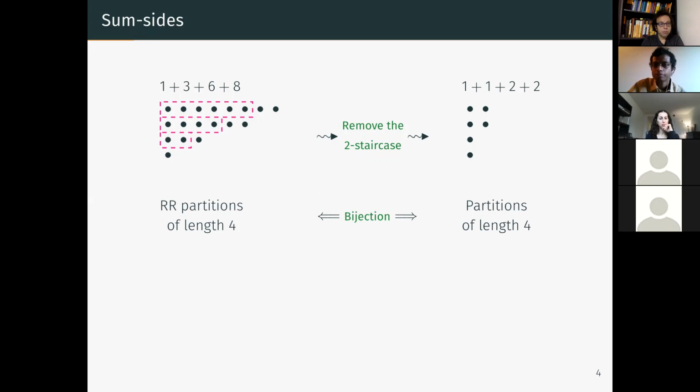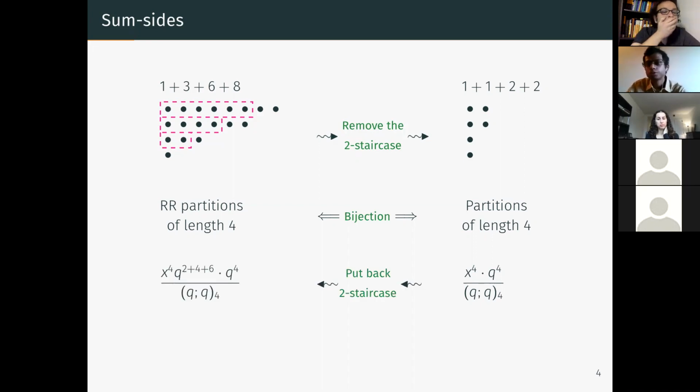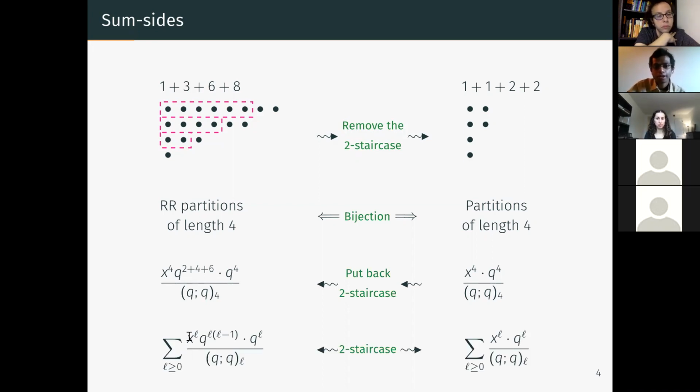Now take the generating function of partitions with length 4. It turns out this is that. X counts how many parts there are, and it's an easy exercise to know that that's the generating function. And now you put back a staircase, which means that you add 2, 4, 6. So q to the 2 plus 4 plus 6 to that. At the level of generating functions, you get that. And of course, you now see that this 2 plus 4 plus 6 is just going to be twice a triangular number. That's where the square in the numerator is going to come in. And you get this as the generating function on the left-hand side.